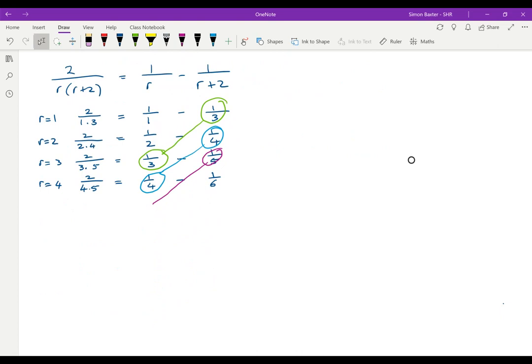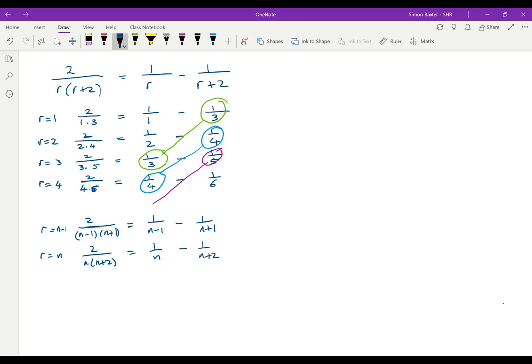So let's go down to r equals n minus 1. This will give me 2 over n minus 1, n plus 1. That should have been a 6. 2 over n minus 1, n plus 1 is 1 over n minus 1 minus 1 over n plus 1. Same pattern. R equals n. 2 over n, n plus 2 is 1 over n minus 1 over n plus 2.